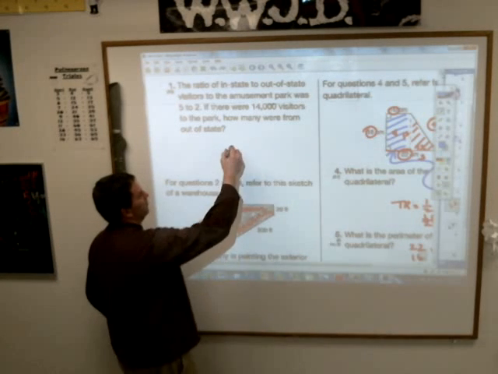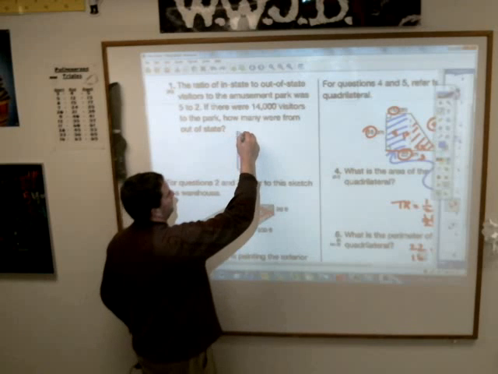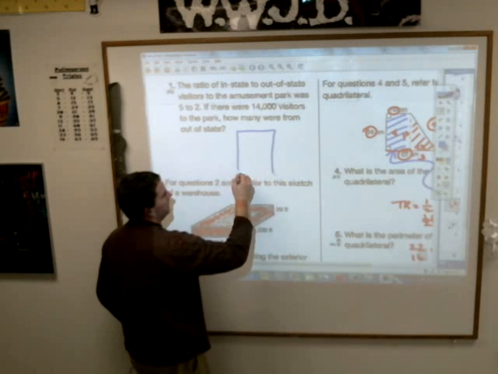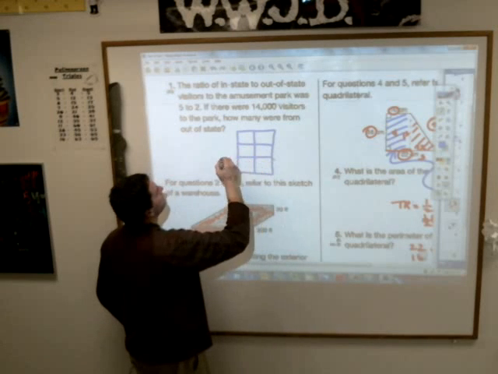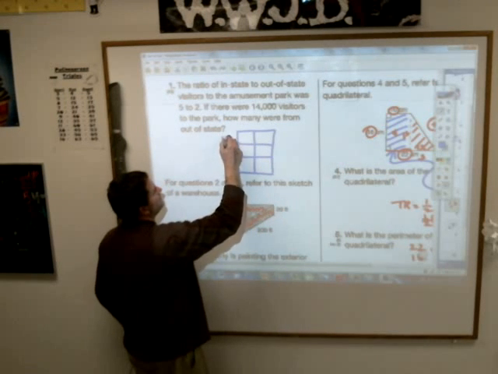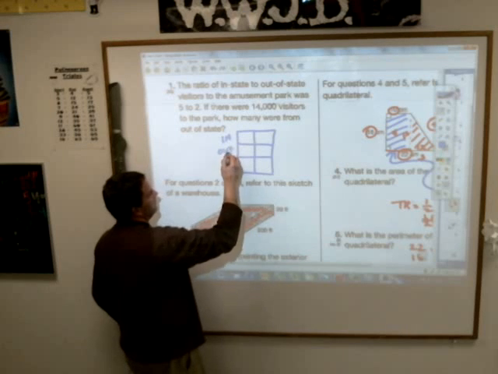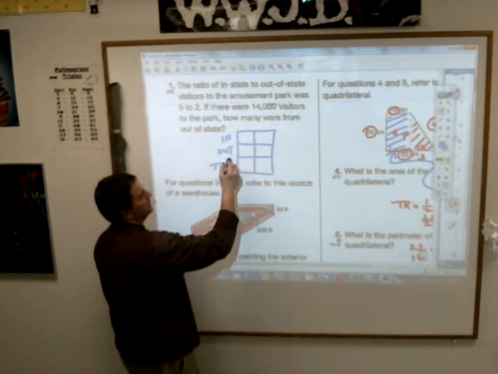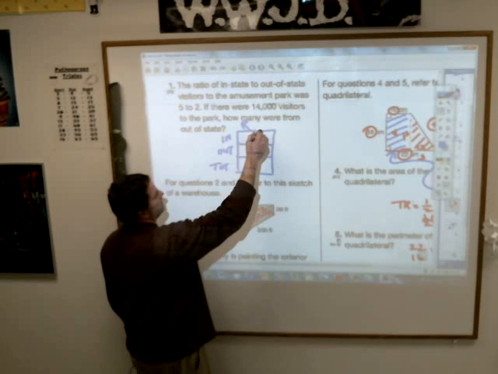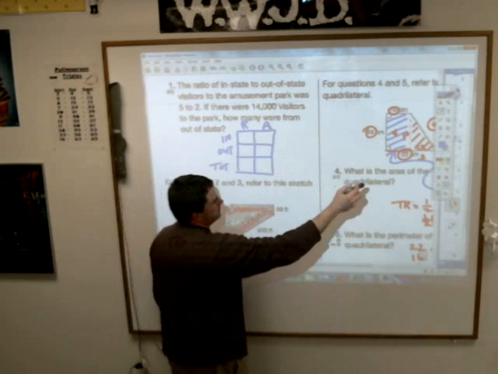Draw a ratio box, perfect. What two things am I comparing? I am comparing in-state to out-of-state, and when I put the in-states and the out-of-states together, I get totals. And here is my ratio, and here is my actual numbers.